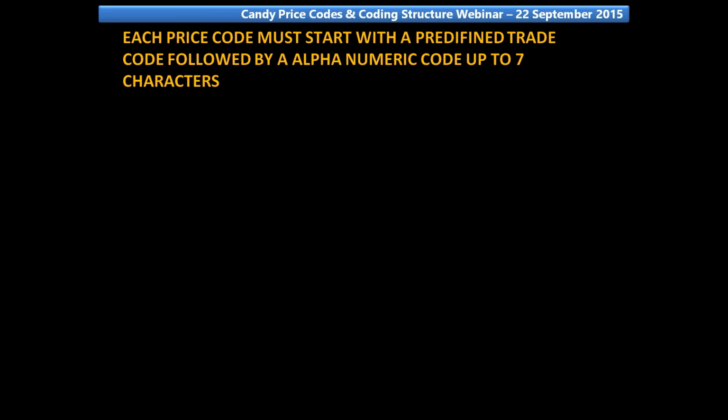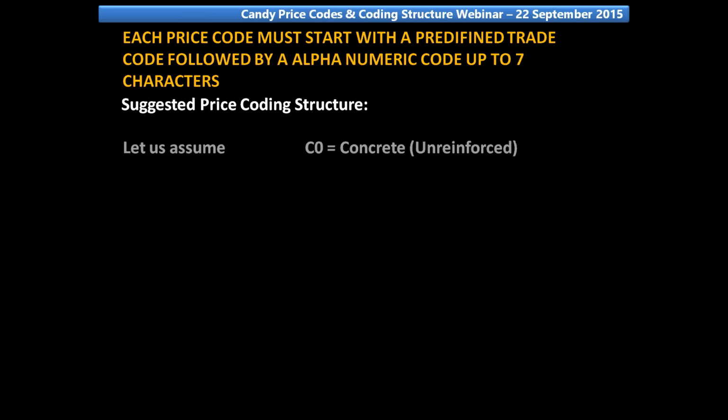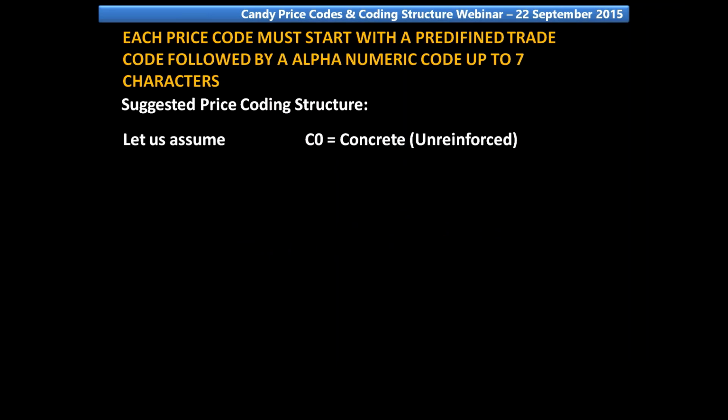Each price code must start with a predefined trade code, followed by an alphanumeric code up to 7 characters. Suggested price coding structure. Let's assume any code that starts with C0 represents unreinforced concrete. Any code that starts with the 2 characters C1 represents reinforced concrete.